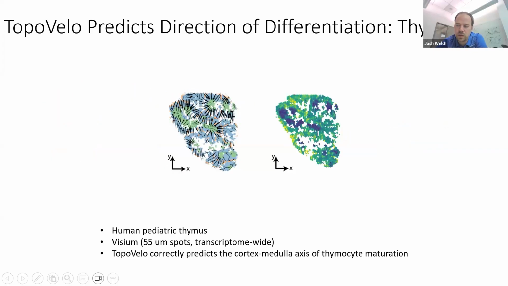And then finally, we tried this on a Visium data set, which was just published in Nature at the end of last year. This is human pediatric thymus. In this system, it's known that thymocytes enter the cortex, which is shown in green here, and then migrate into the medulla as they differentiate. So these vectors are predicting the known direction of cell differentiation and migration in the human thymus.